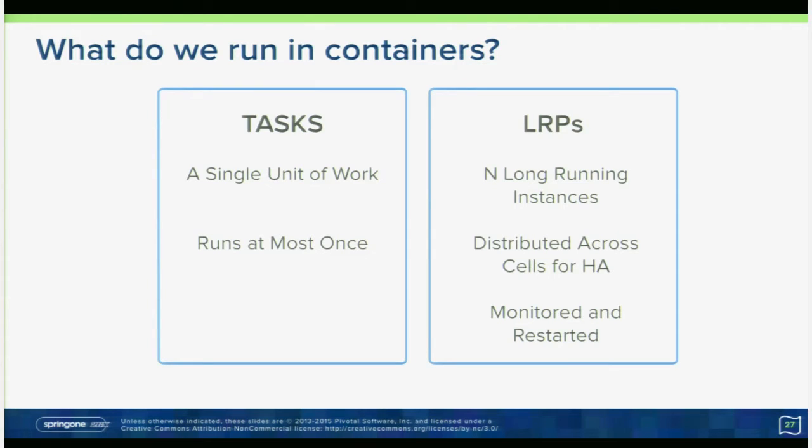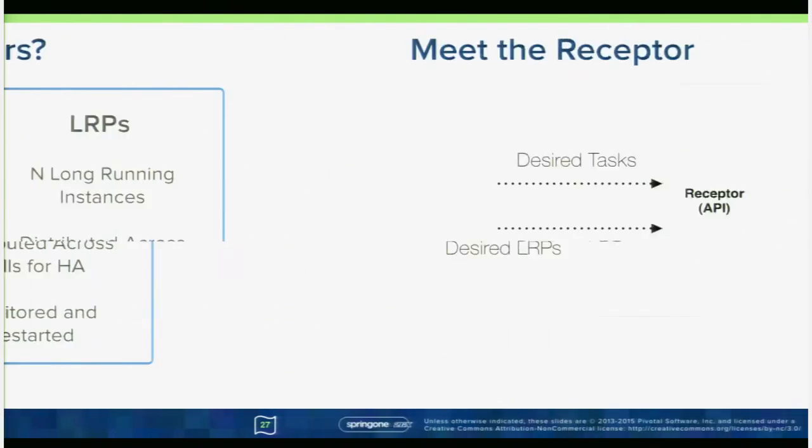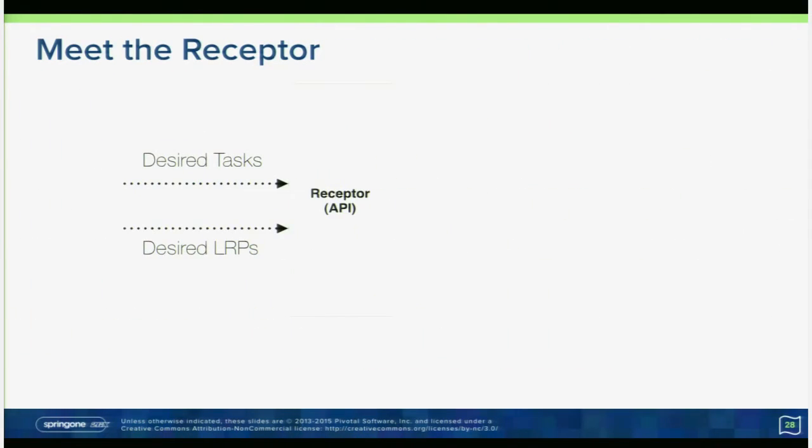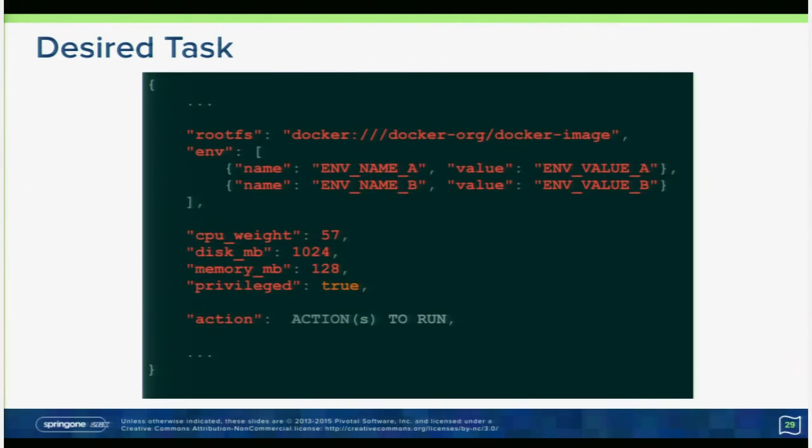So let's kind of walk through this process of, I want something to run, how does it actually end up running? So we start at this front layer called the receptor. And the receptor is just the API to this whole container scheduling backend. So desired tasks that I want to run, desired LRPs, long-running processes I want to run, go in. And it's a very straightforward API. You have some JSON, and what does this JSON describe?